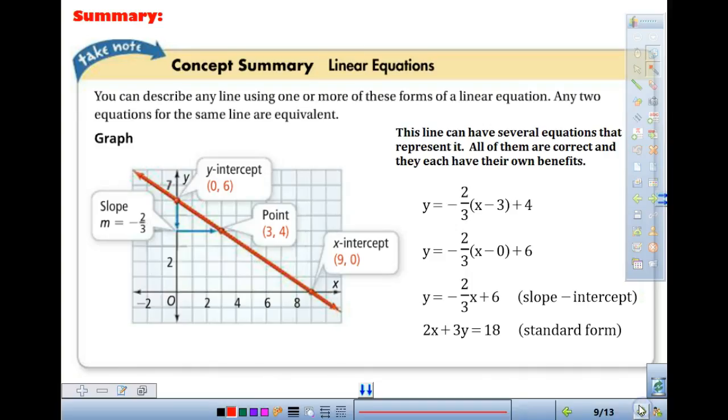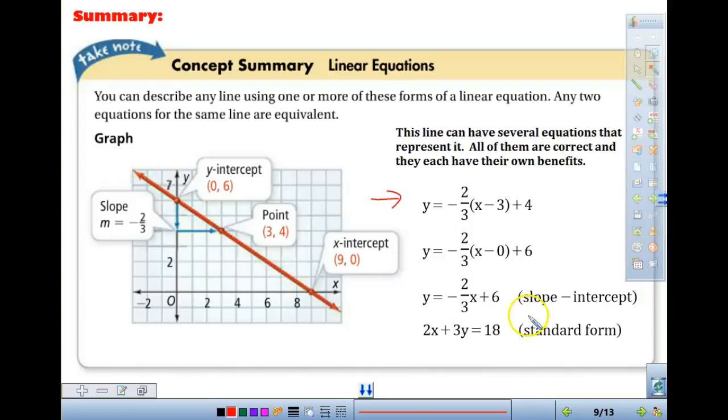Okay. This last part is kind of the summary. This is like when I'm putting together what I need to study to make sure I understand standard form. If we're describing a line using more than one linear equation, any two equations are going to always be equivalent. So a line that has several equations represented in it, all of them are the correct answer. If on the quiz I ask you to simply write an equation, this equation or this one would do. Both would work, right? You're using these 2 points that we were looking at.